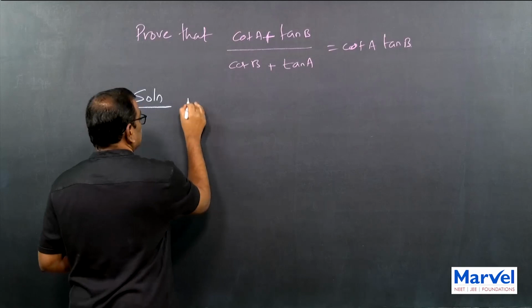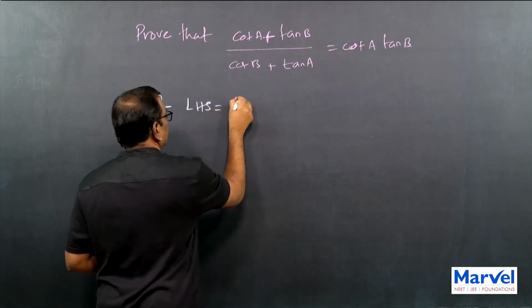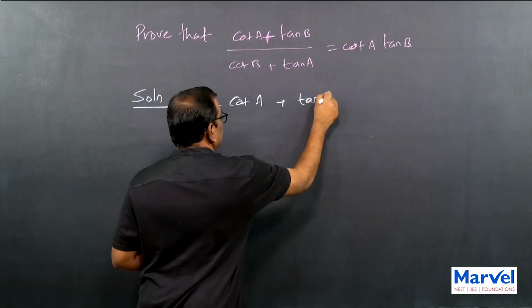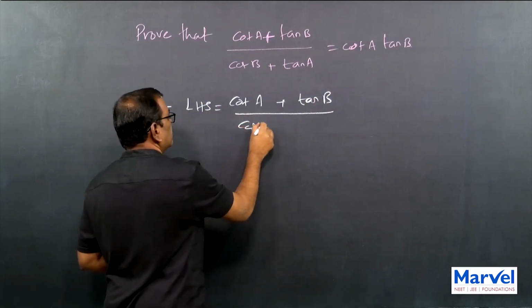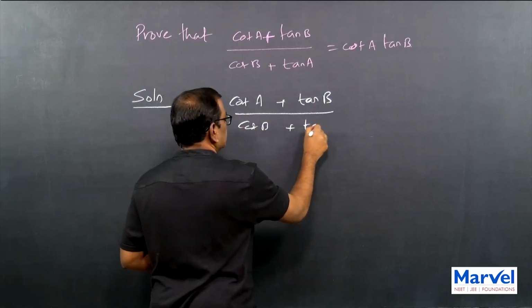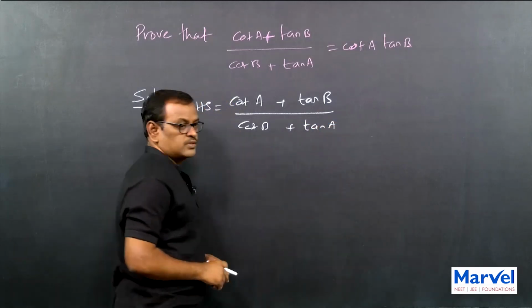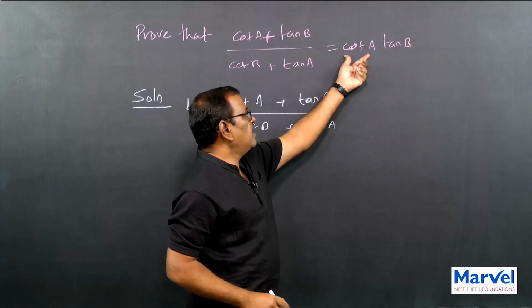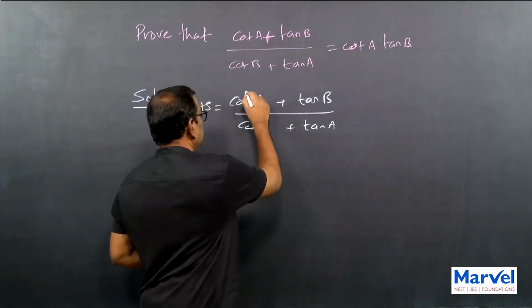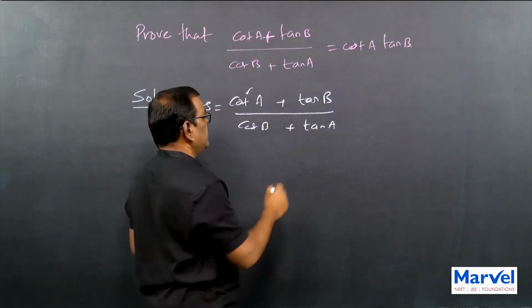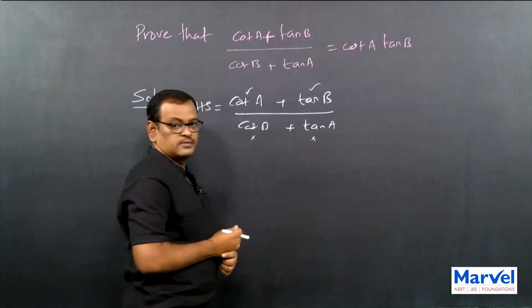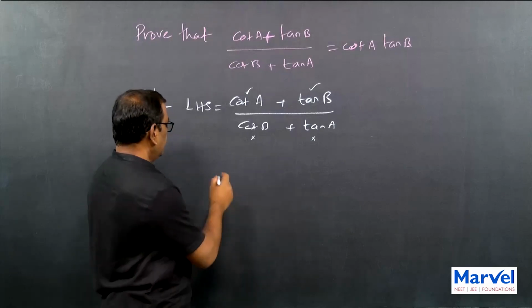First write LHS equal to cot A plus tan B by cot B plus tan A. So, required to prove is cot A into tan B. We need cot only in terms of A, and tan B. We do not need these 2 functions. Then how to simplify? Very simple.